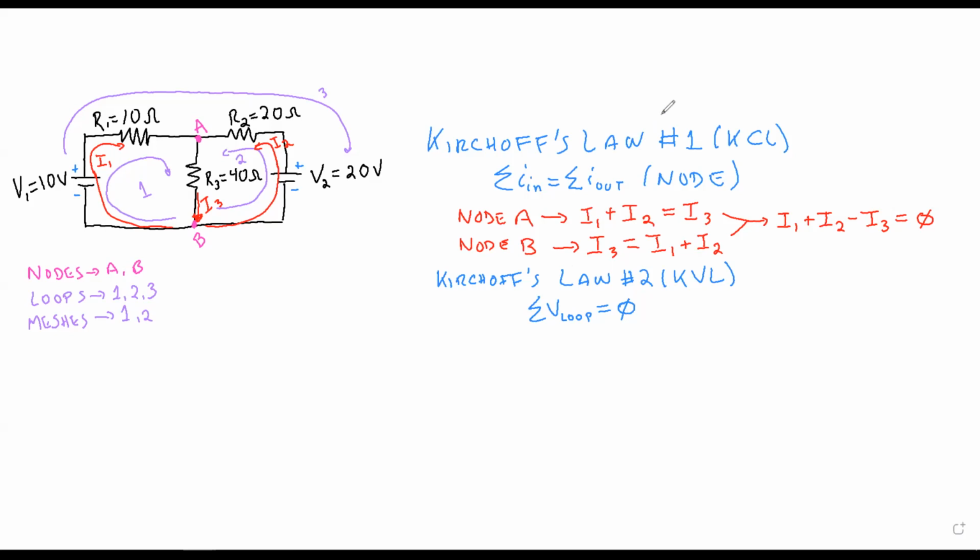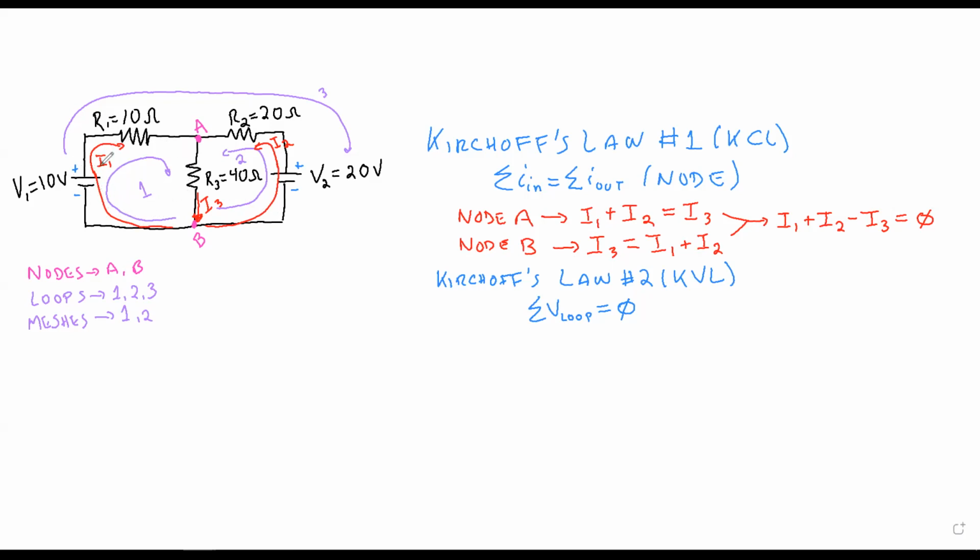Okay, so now the sum of the voltages in a loop is equal to 0. Let's look at loop 1. Loop 1 is this box here, and we can start wherever we want, but I'm going to start here with the power supply, and I'm going to follow the direction of the loop.